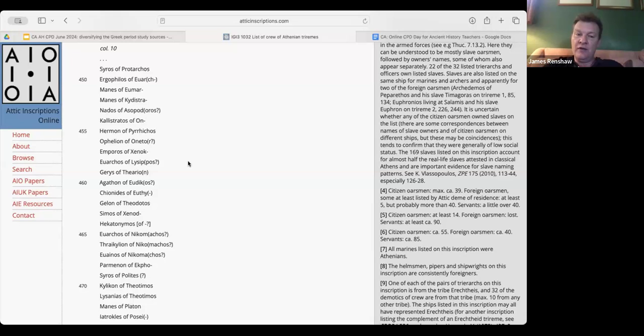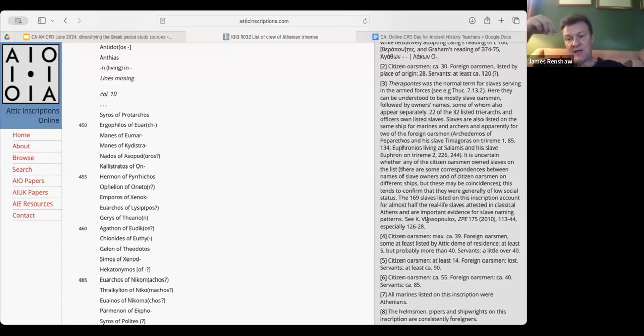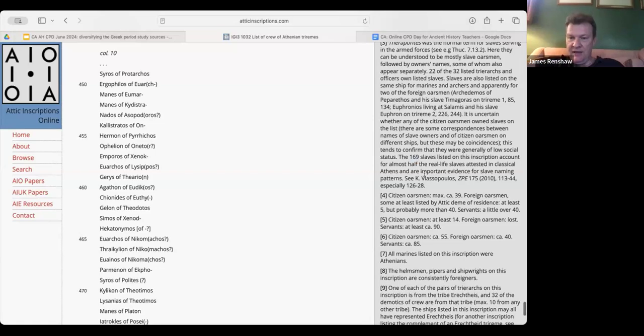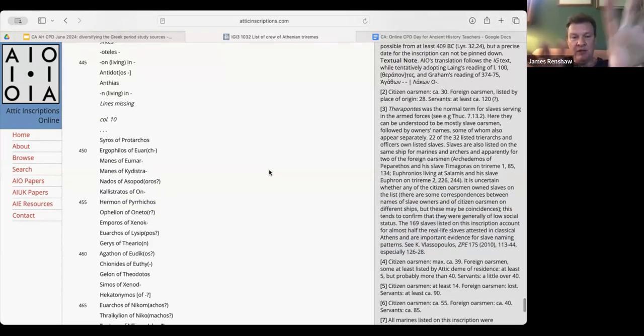And we do learn through references around Aristophanes' Frogs that towards the end of the war, they were having to bring slaves onto ships and then actually gave them their freedom, I think, after Arginusae. So there's some really good notes here again about slaves on the triremes, and I particularly highlight this bit. The 169 slaves listed on this inscription account for almost half the real-life slaves attested in Athens and are important evidence for slave naming patterns. So this inscription, or maybe with the video, opens a conversation of who's actually rowing these boats.